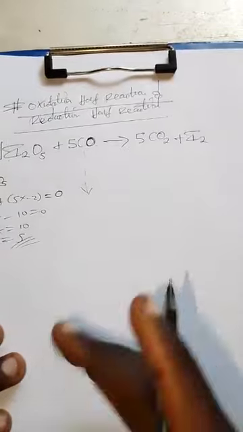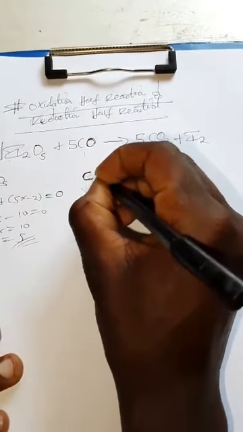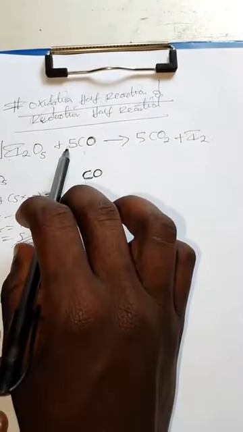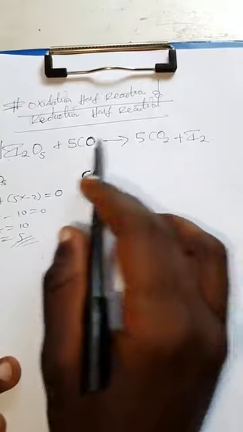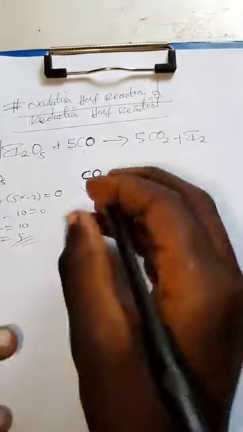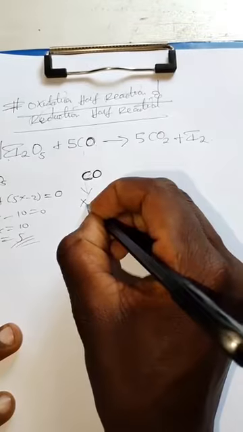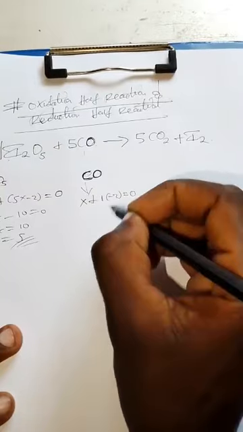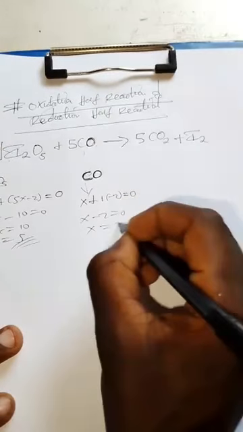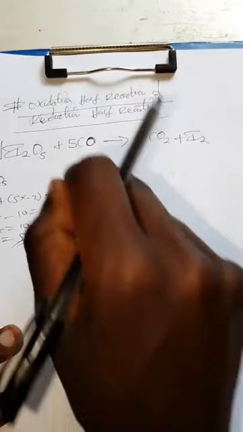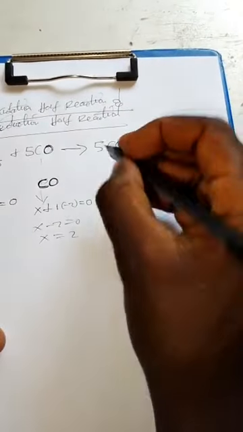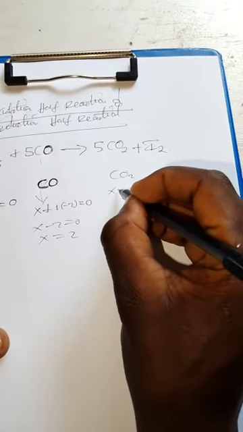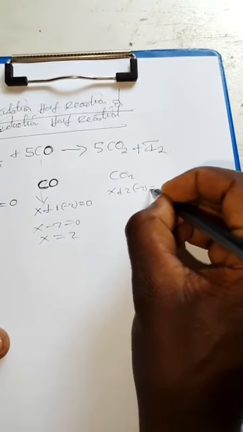For this one, ignore the balanced coefficient. Don't take the balanced coefficient already. Just take the subscript. So for this one I'm just going to say x plus 1 times negative 2. What is the overall charge? 0. So x minus 2 equals 0. So the value of x is 2. So 2 is the oxidation number of carbon in carbon monoxide. Also go for this one. Here we have x then plus 2 times negative 2 equal to overall charge 0.